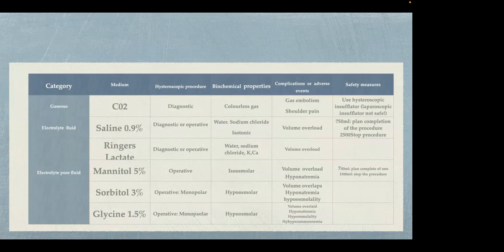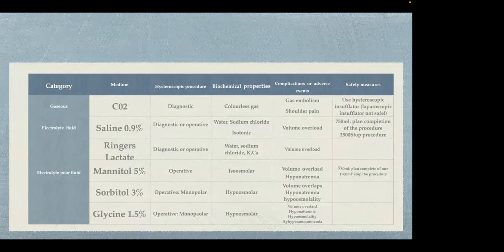And then other media that we can use are electrolyte-poor fluids, that's mannitol, sorbitol, and glycine. Sorbitol and glycine can be used for operative procedures. And because they're electrolyte poor, or they don't conduct electricity, we can use monopolar. Mannitol is mainly used for operative purposes. We know that mannitol is isosmolar, and sorbitol and glycine are hypoosmolar.